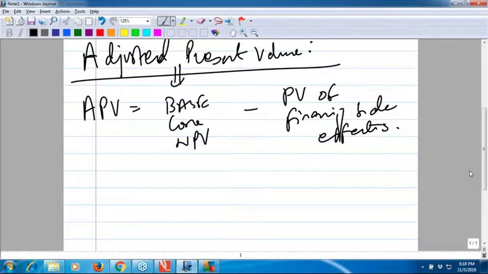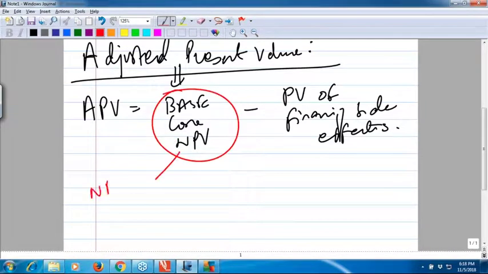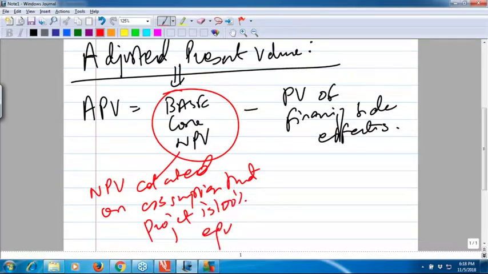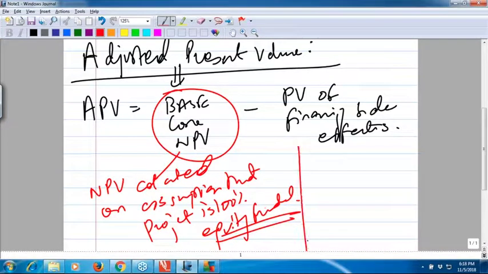Now, what exactly do you mean by the base case NPV? So base case NPV is the NPV calculated on the assumption that the project is 100% equity funded. So it's an NPV calculated on the assumption that the project is 100% equity funded.